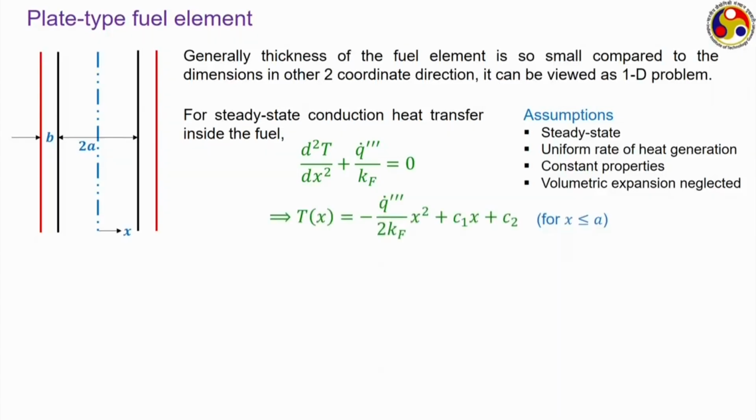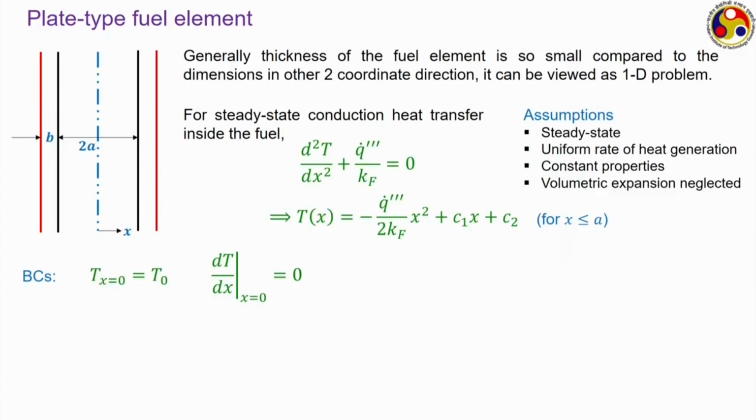So, we get the solution of this second order ODE from x equal to 0 to a. We need two boundary conditions to identify the value of these two coefficients. So, this can be one boundary condition where T naught refers to the center line temperature, and at the moment we do not have too much information about the center line temperature. So, we are just putting a symbol T naught, and then dT/dx at x equal to 0 is also equal to 0.